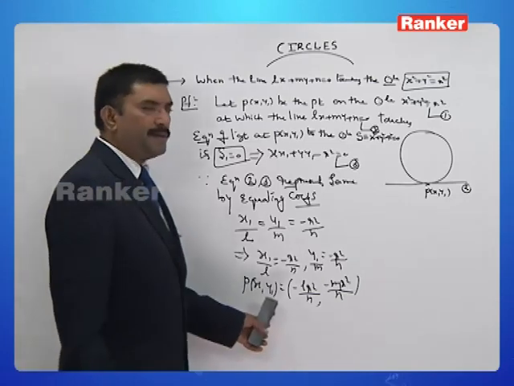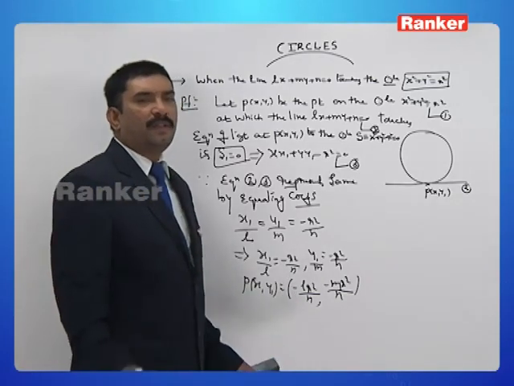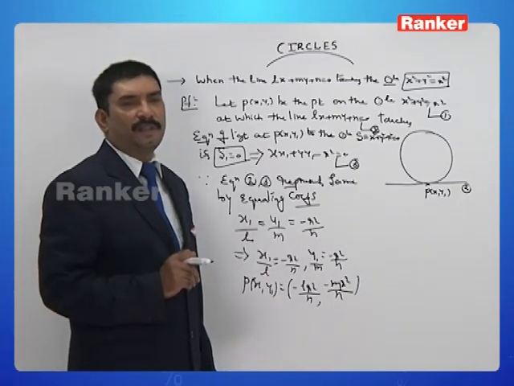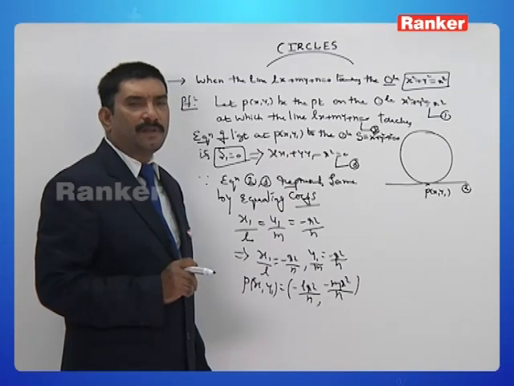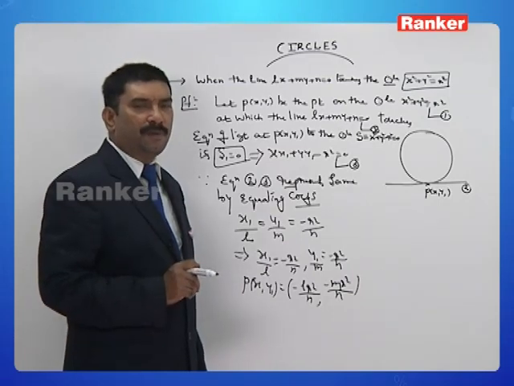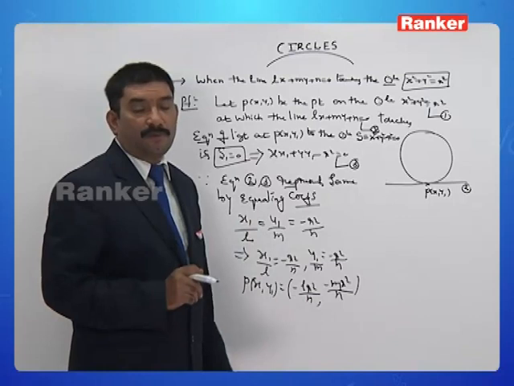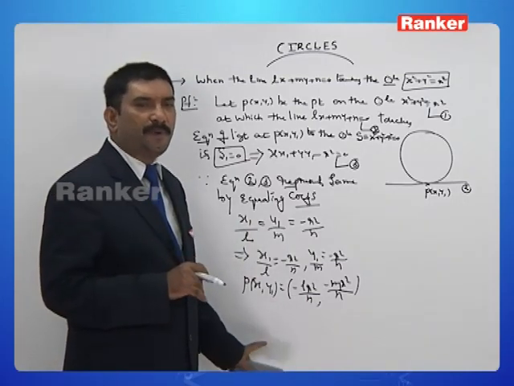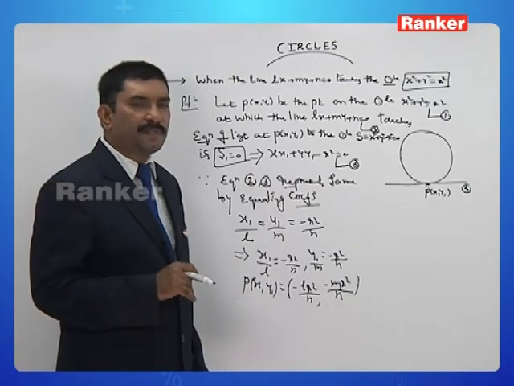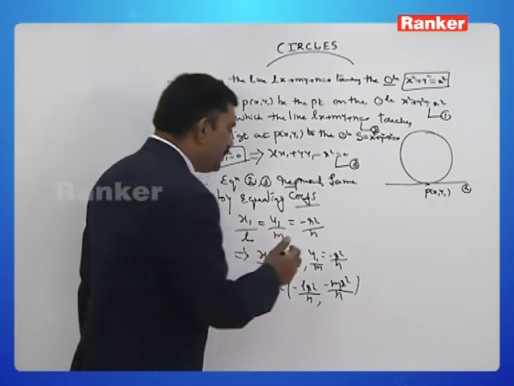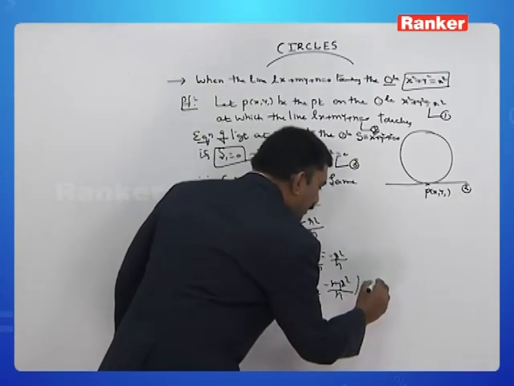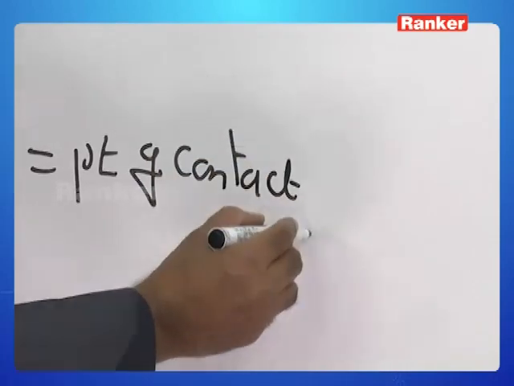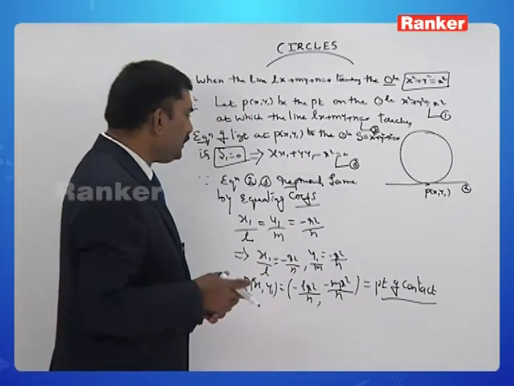This is the point of contact when the line lx + my + n = 0 touches the circle x² + y² = r² at P(x1, y1). We could prove P(x1, y1) is (-lr²/n, -mr²/n). This is the point of contact of the tangent to the circle. This we call the point of contact of tangent. Now look here.